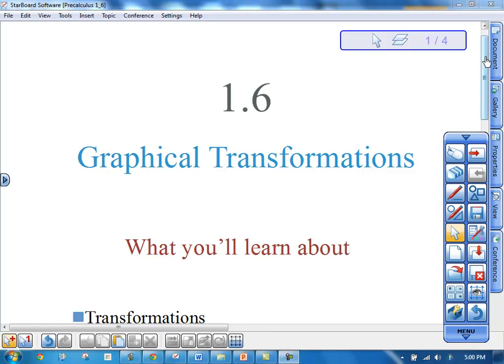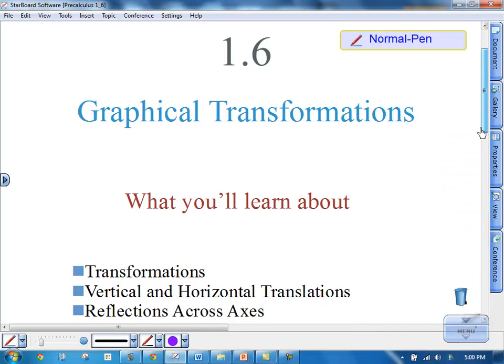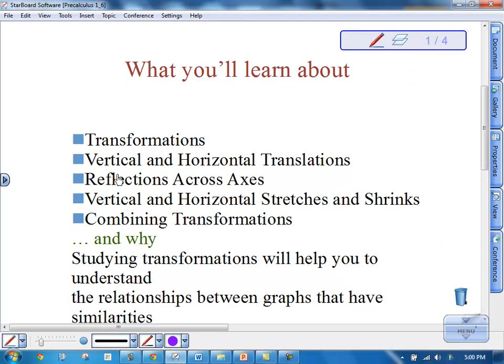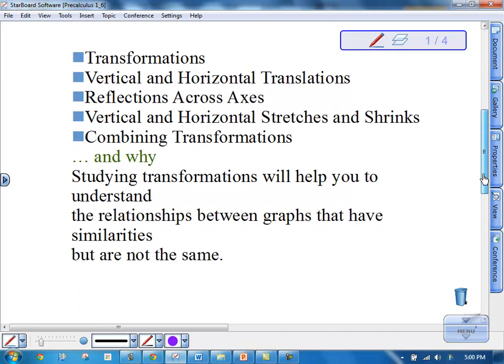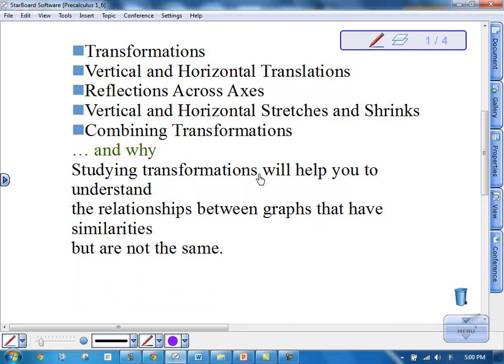Okay, the next section is 1.6. We're going to transform graphs today, functions. So we'll learn about transformations, both vertical and horizontal, reflections across the axis, stretches and shrinks, and we'll combine these transformations. And the why is because it'll help us to understand the relationships between the graphs and the similarities between parent functions and functions that we've transformed.